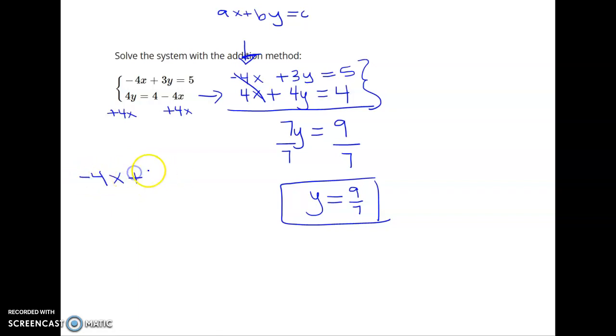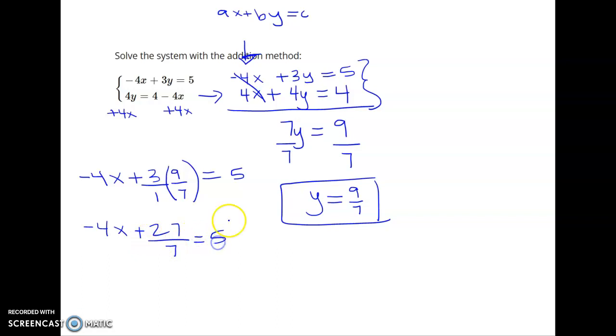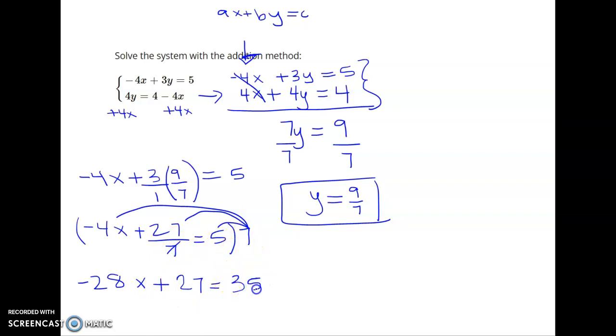So negative 4x plus 3 times 9/7, make that a 3 over 1, equals 5. So we'll multiply that, negative 4x plus 27/7 equals 5. To make things easier, I'm just going to go ahead and multiply everything by 7 so we don't have to deal with the fraction. Again, we need to distribute that 7 into everything. So we get negative 4x times 7 is negative 28x, plus the 7's cancel out, so just 27 equals 5 times 7, which is 35.